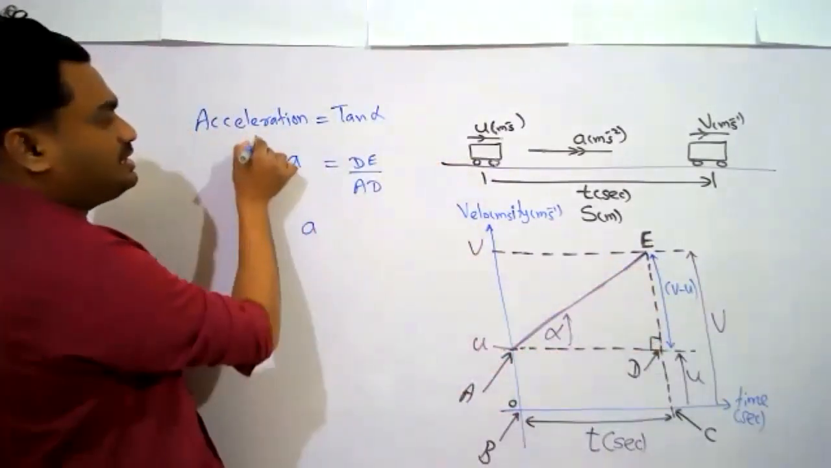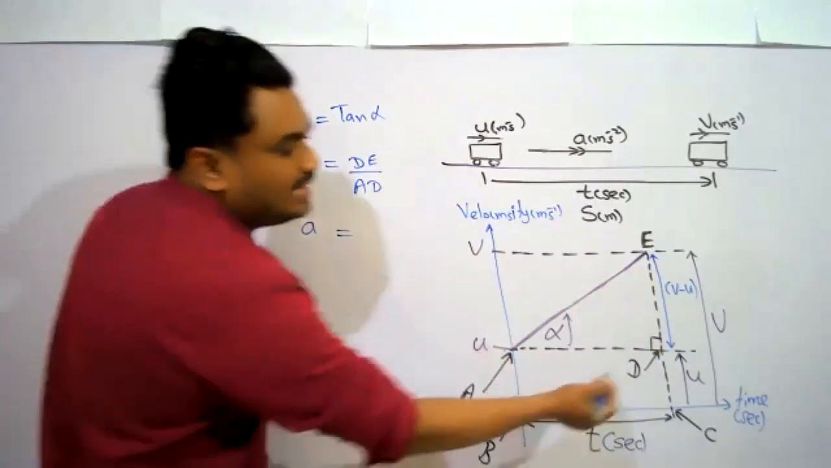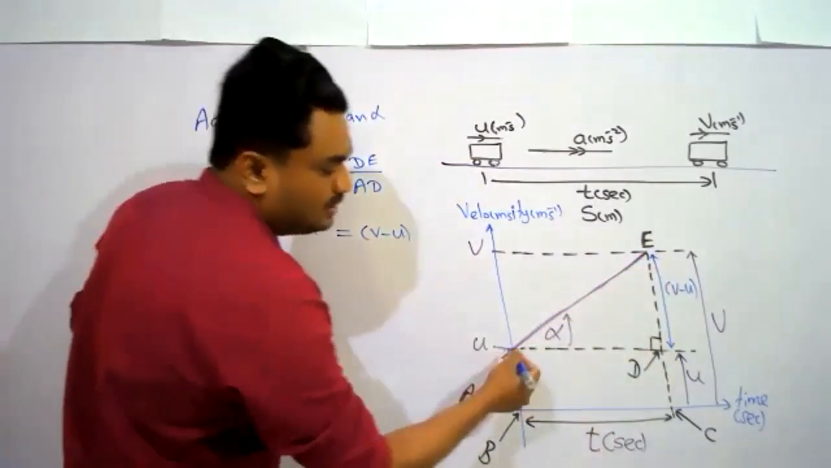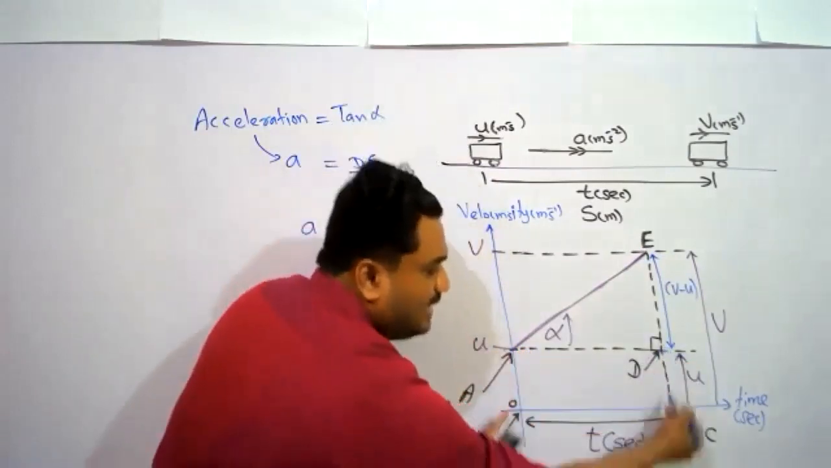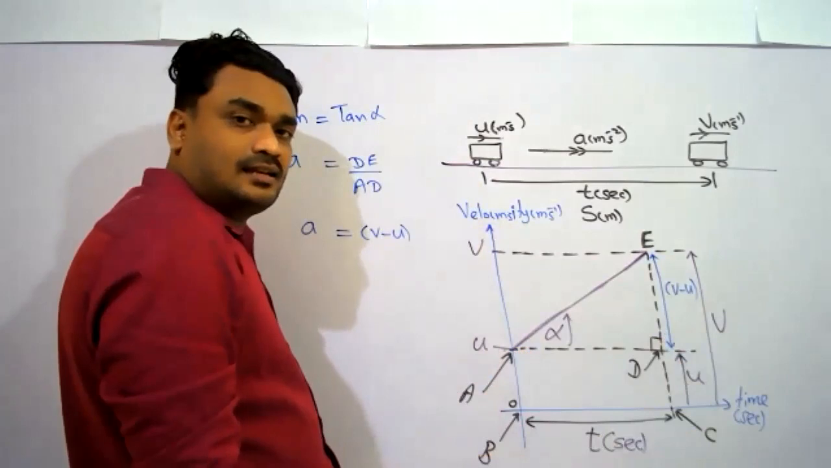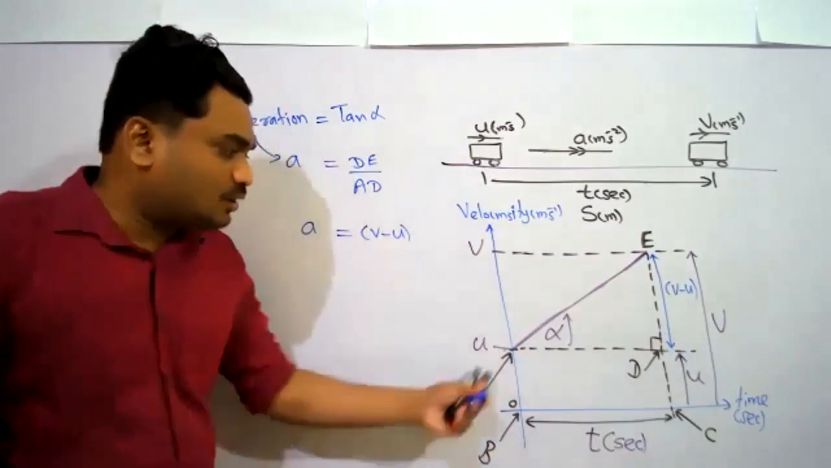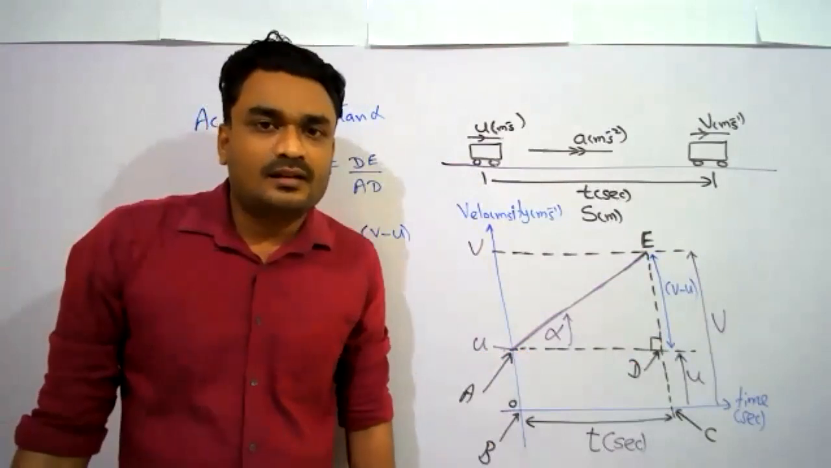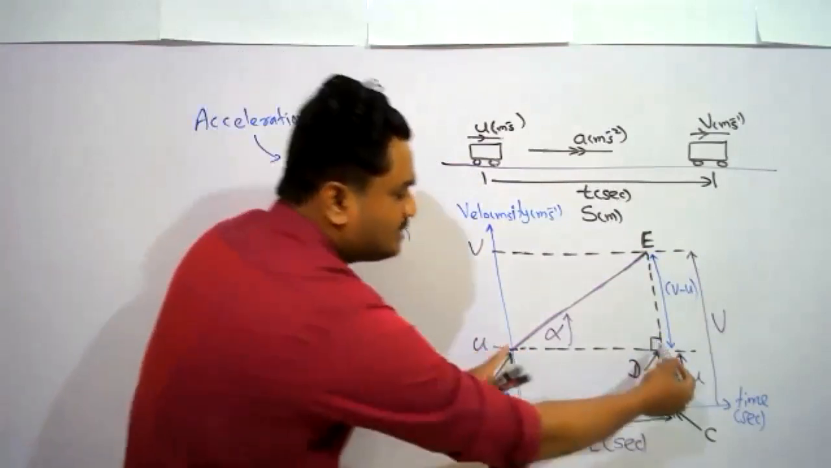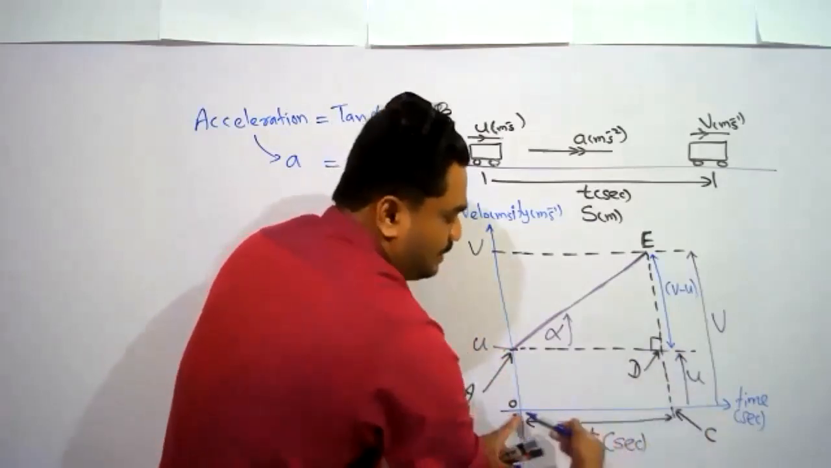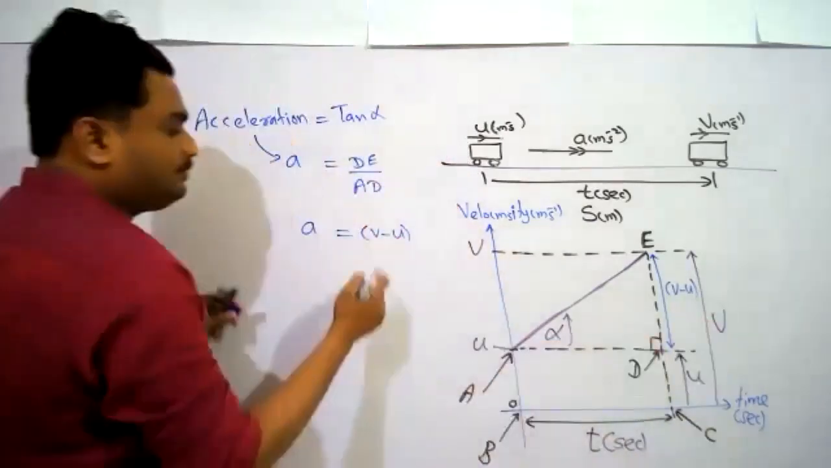So acceleration is a equals the change in velocity over time, that is V minus U, divided by AD. What is AD length? Lamai? AD length. T. Simply T seconds. AD side, you tell me dear. T seconds, yes. AD is BC and AD equal. That is simply T.